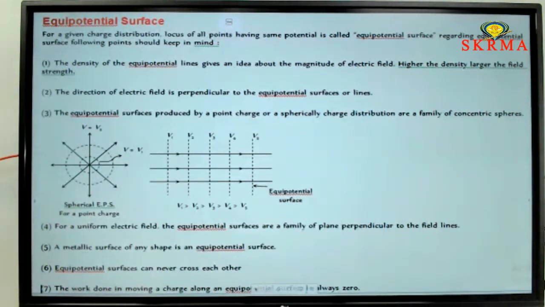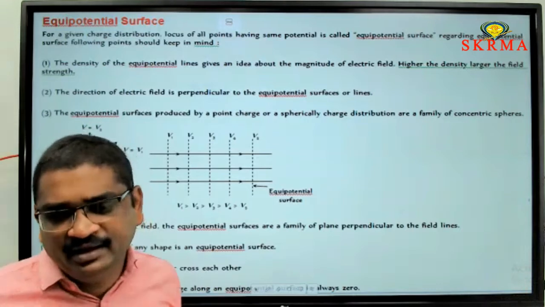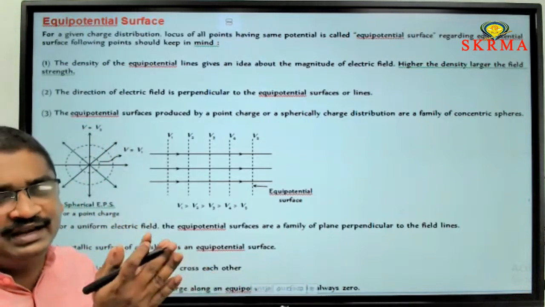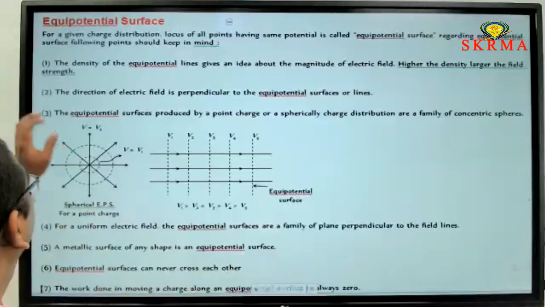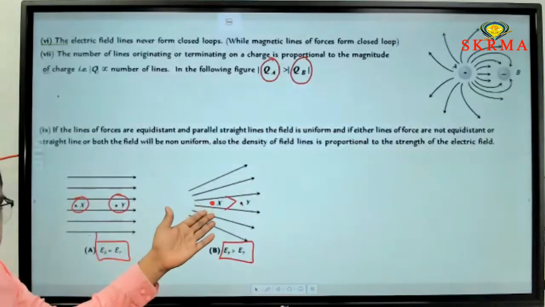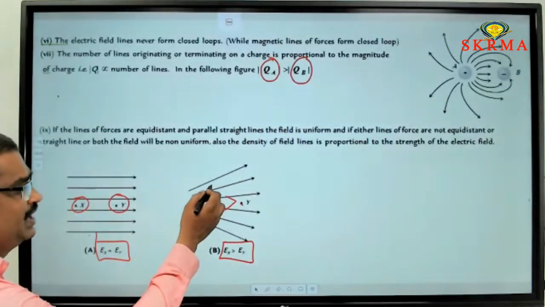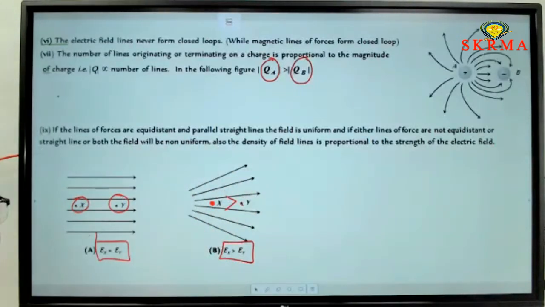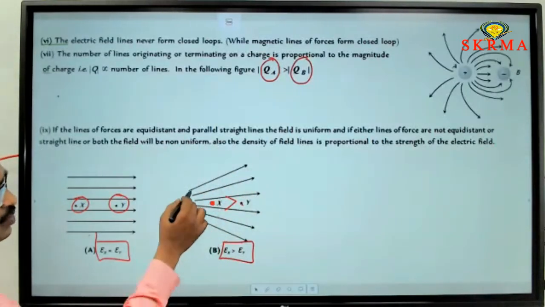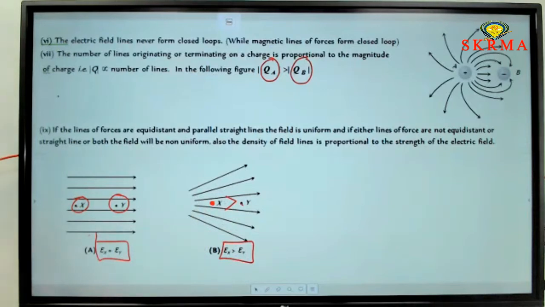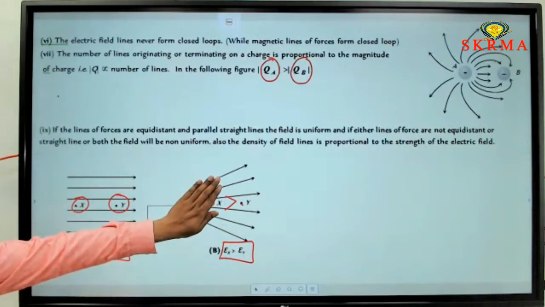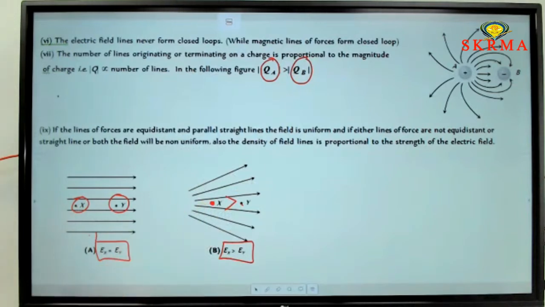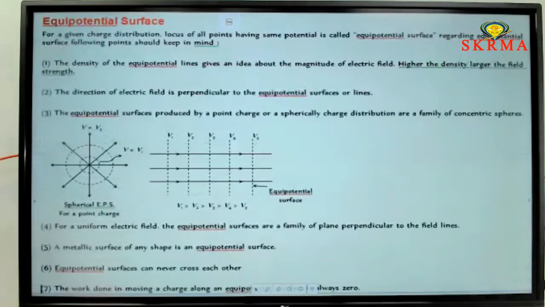We already discussed this in the previous slide. At a particular place, if more lines are there, then at that location the field is more. Here, at this location, more lines are there compared to that location. So at point X, there is more crowd compared to point Y, so at point X the field is more. That is the conclusion.